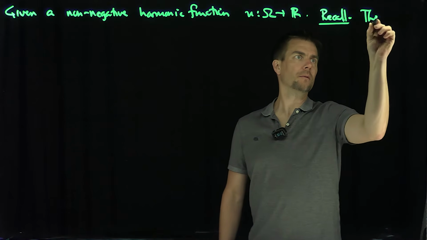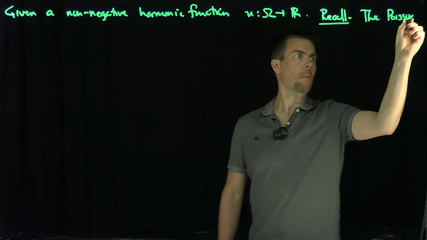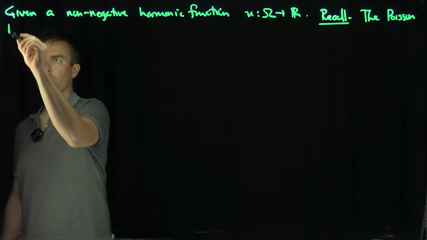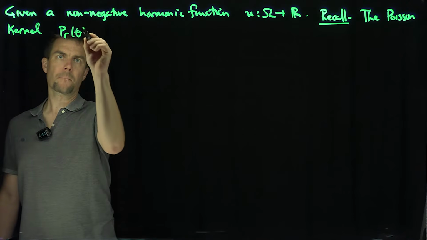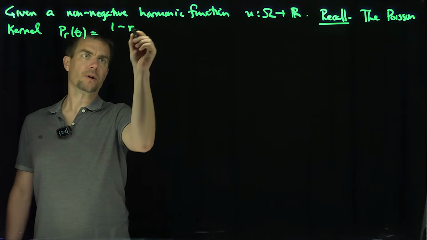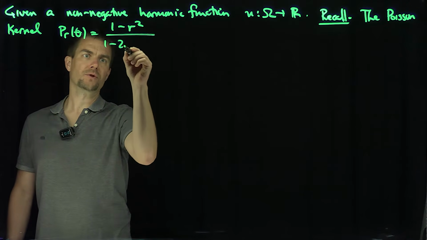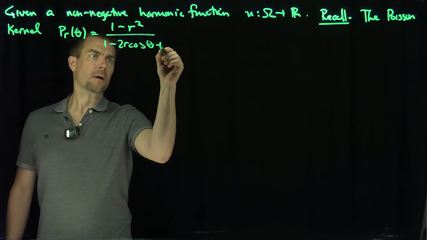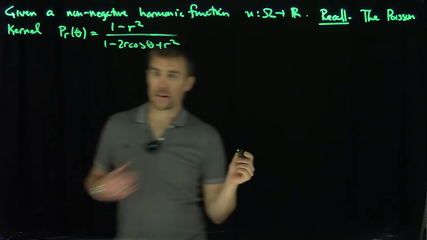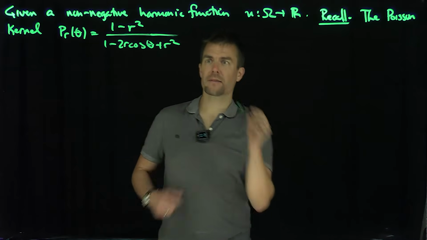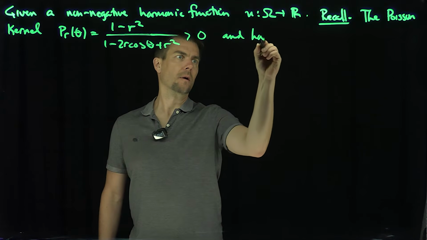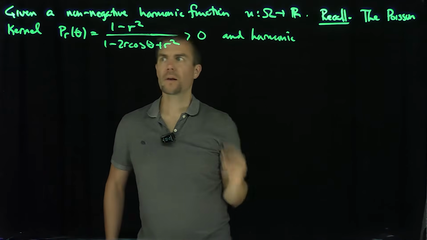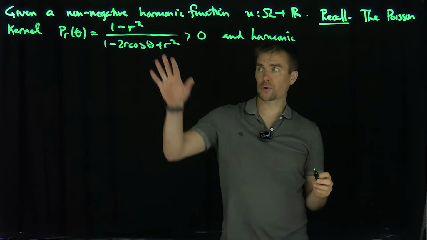Recall the Poisson kernel P_r(theta), which is (1 minus r squared) over (1 minus 2r cosine theta plus r squared). It is a non-negative harmonic function too. Of course, I can rescale the Poisson kernel, which we want to do next.